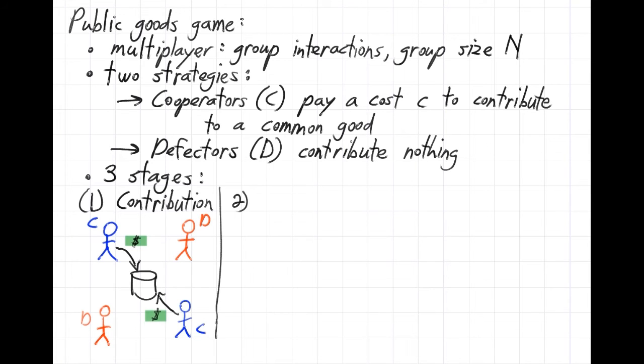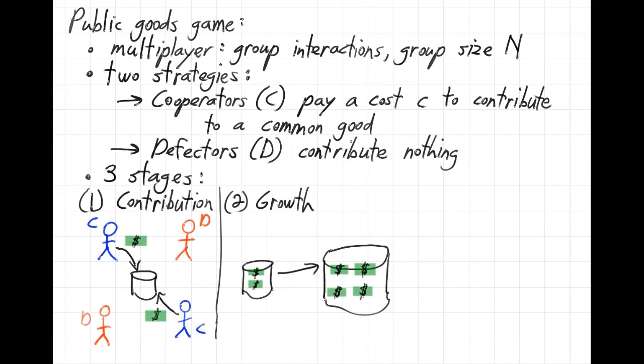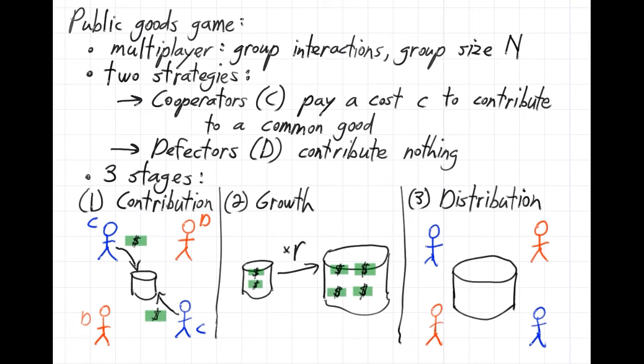That's the first stage. The second stage is a growth stage. What happens there is the money in the pot grows. The way the growth works is we say the money in the pot is multiplied by a factor of r. In this case, I've doubled it, so r equals 2. And the third stage is distribution. The total amount in the pot is distributed equally to all of the players, regardless of whether they were cooperators or defectors. So the essence of the game is that only cooperators contribute.